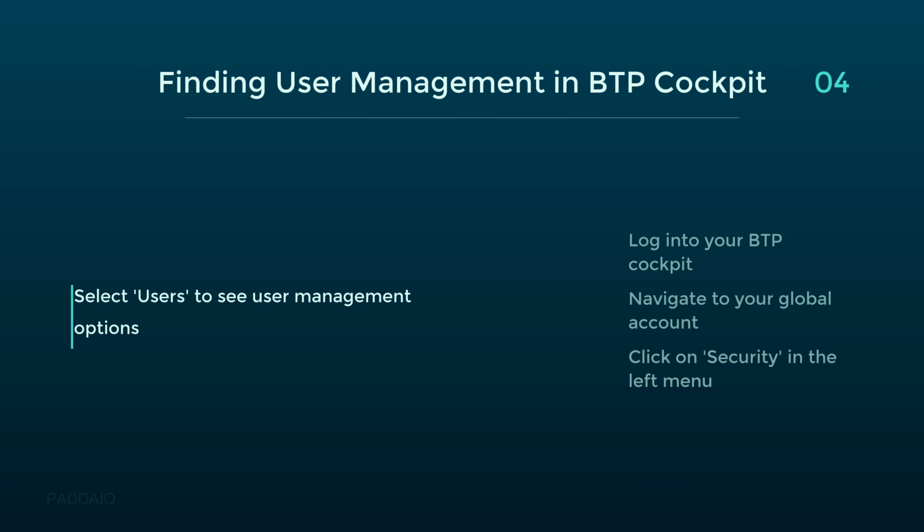Select Users to see user management options. This means clicking the Users section reveals all tools for managing people in your account. For example, when a new employee joins, you'd click here to assign them access to apps. This is your central place for controlling who can use your BTP services.